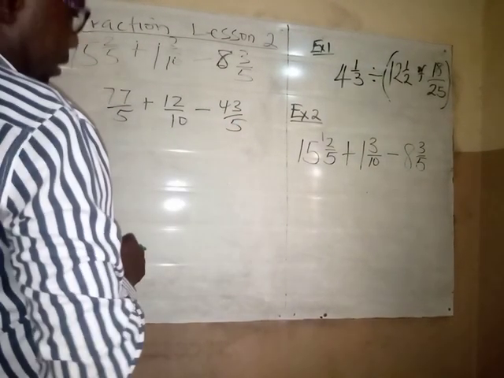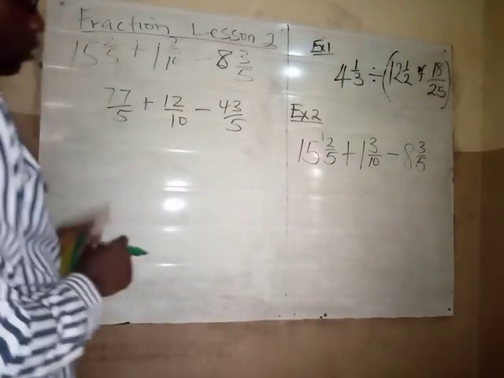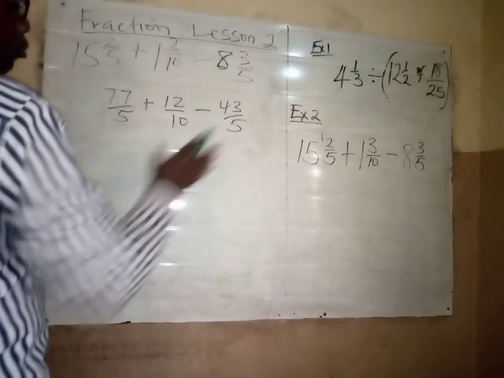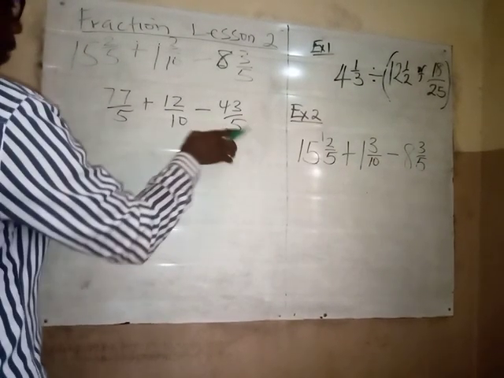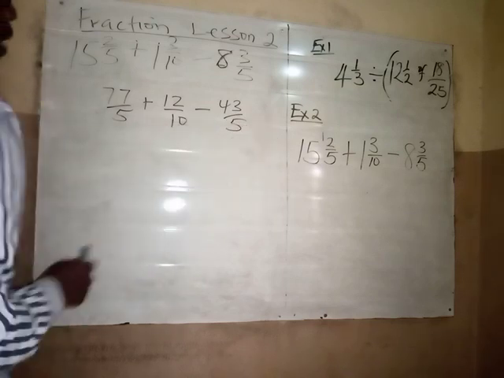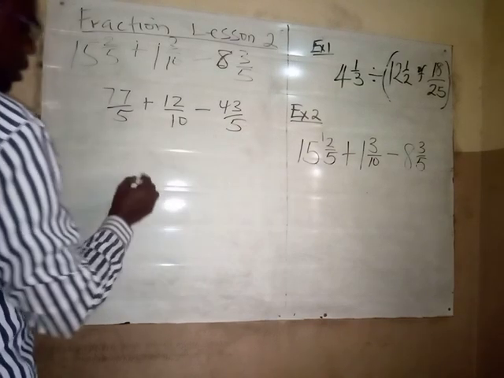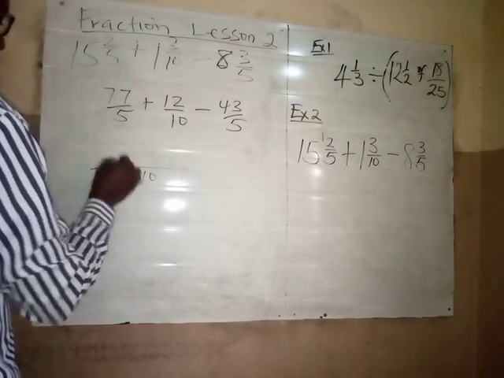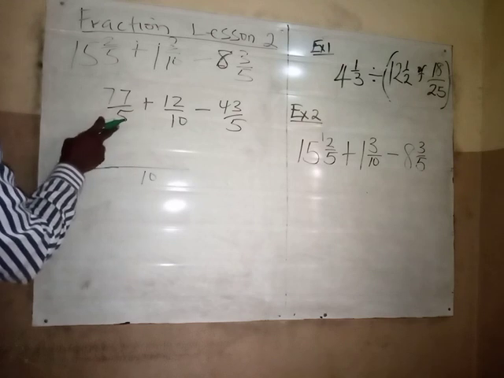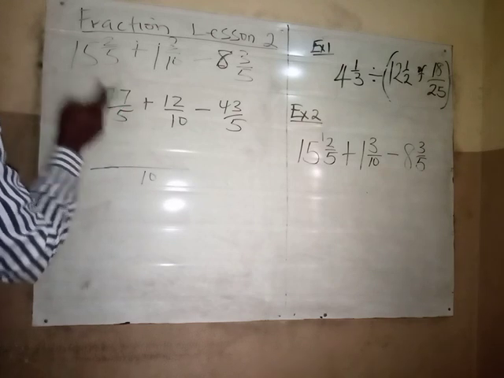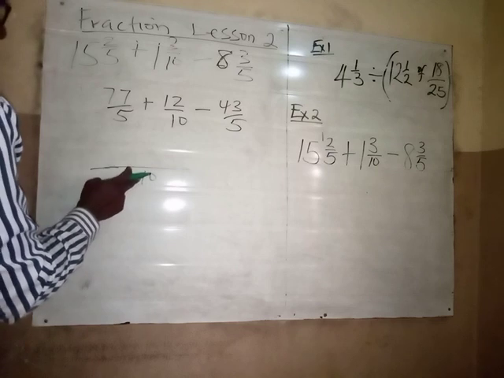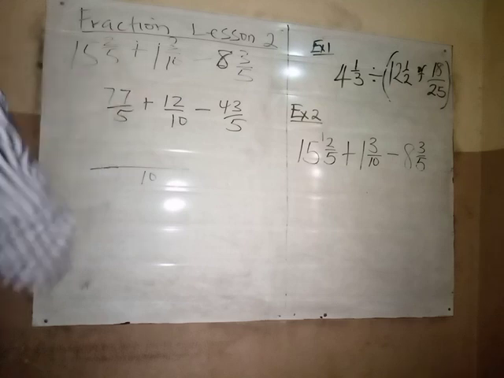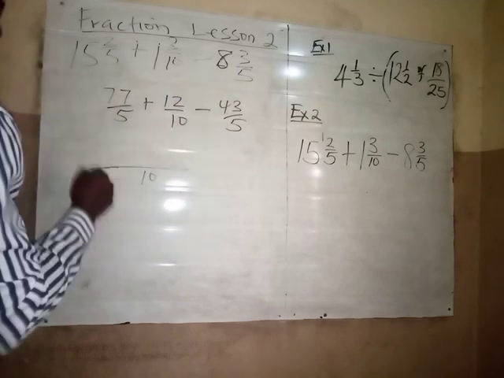I told us in lesson 1 that the easiest way of finding the LCM is to multiply the denominators, or you look for a number that all the denominators are factors of, so that they can divide the number. The LCM here is 10, because all the denominators will be able to divide 10. So divide the LCM by the denominator of the first fraction and multiply by the numerator. Likewise, the second fraction and the third fraction.